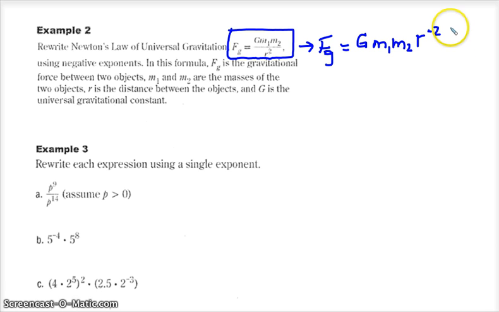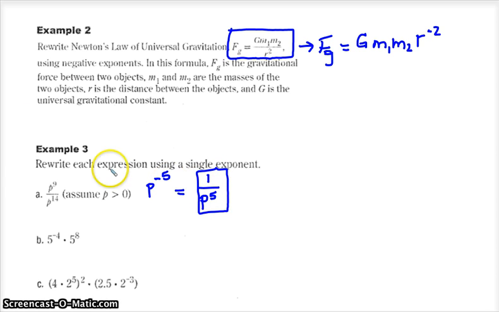Let's look at example 3. In each of these, I'm asked to rewrite the expression using a single exponent. So, following my properties of powers, I would subtract my exponents because they're being divided. So p to the 9th divided by p to the 14th, I would do 9 minus 14 and get negative 5. Writing p to the negative 5th, I get 1 over p to the 5th as my final answer.